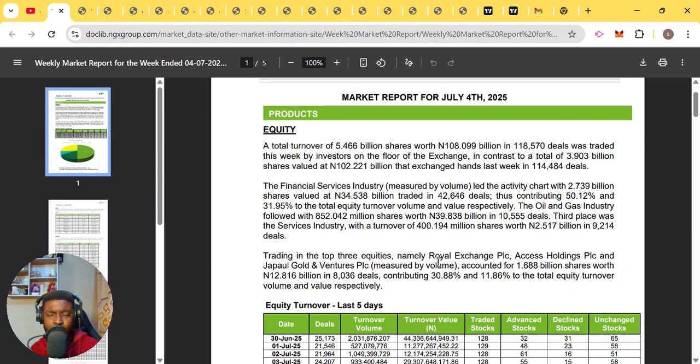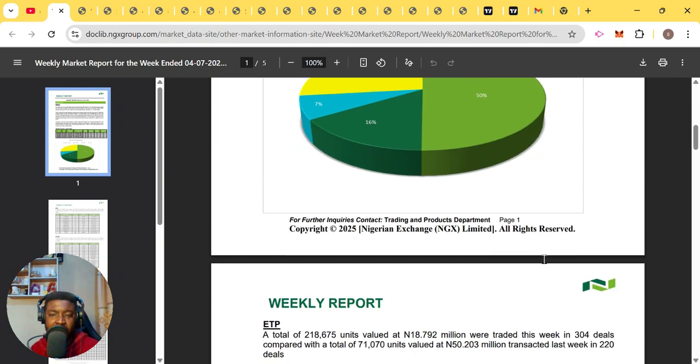The oil and gas sector also followed with 852.042 million shares, worth 39.838 billion in 10,555 deals. You understand? The third place was the services industry with a turnover of 400.194 million shares, worth 2.517 billion in 9,214 deals. So these are just some short pieces of information that I needed you to know.